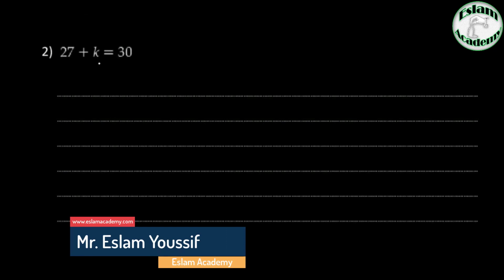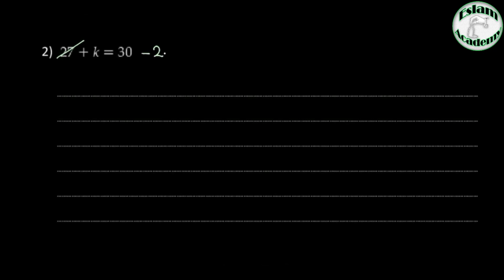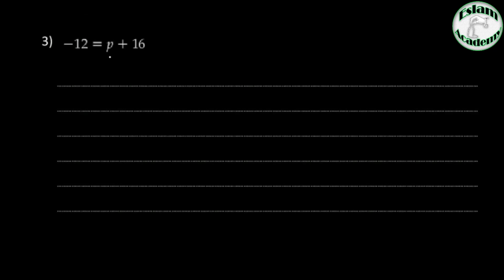Number 2. 27 plus K equals 30. To solve we use the inverse operation, which is subtraction, so by subtracting 27, K is equal to 3. Number 3. Negative 12 is equal to P plus 16. As we see, we have addition, so we use the inverse operation by subtracting 16, then P is equal to negative 12 minus 16, which equals negative 28.